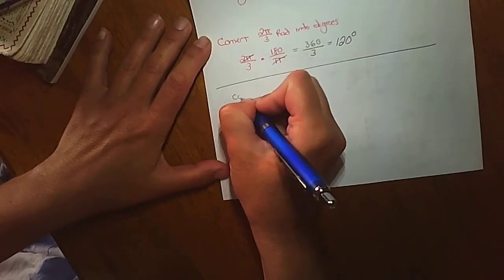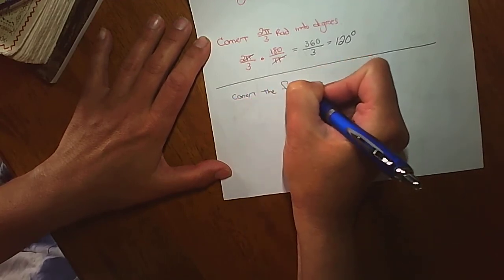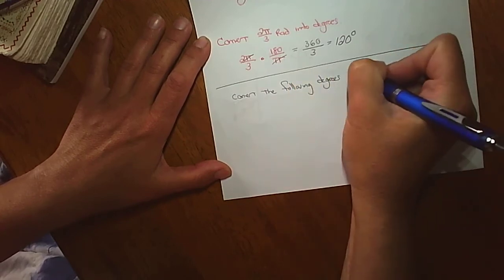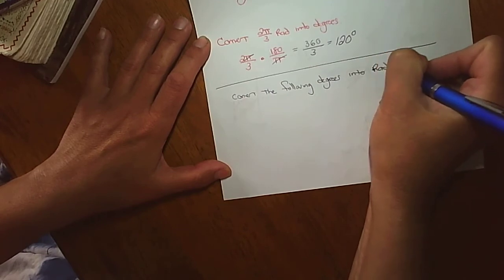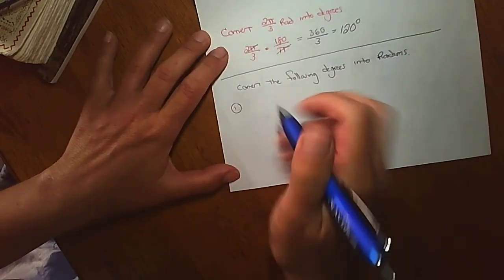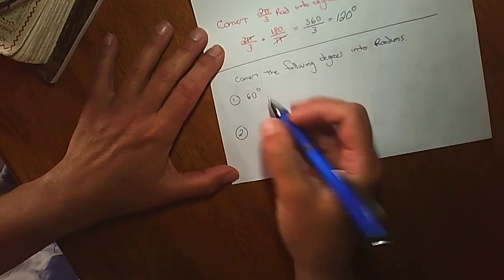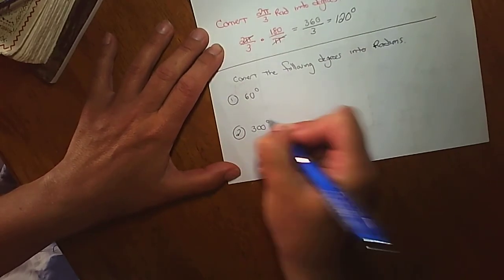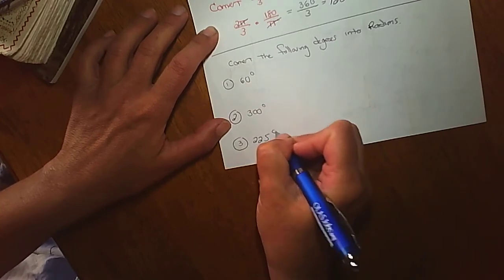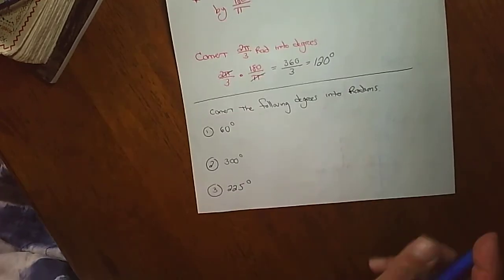So what I want to do now is practice a couple of these. Convert the following degrees into radians. All right, so we're going to convert a few. So let's do 60 degrees. Then we'll do, how about 300 degrees? And then we'll do 225 degrees. All right, I want to convert these 3 into radians. So why don't you pause me for a second and give those a try.